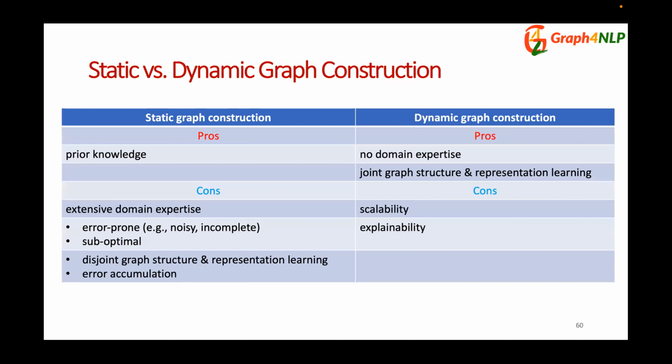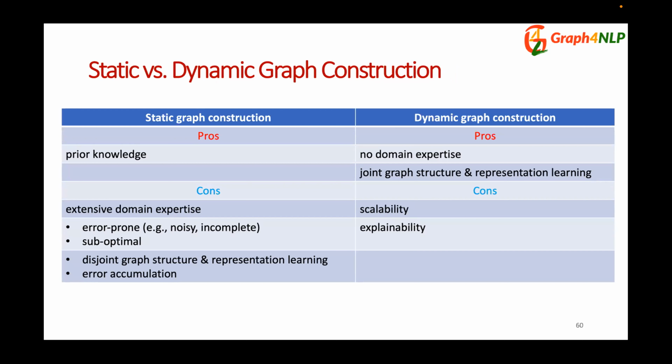One might ask, how does static graph construction compare with dynamic graph construction, and which one should we use given a task? Let's first talk about static graph construction. I think the biggest advantage of static graph construction is that it can easily encode rich prior knowledge in the graph, which can be very helpful for certain NLP applications.